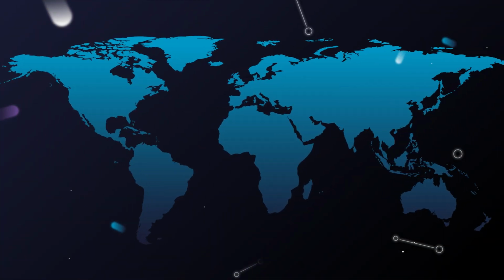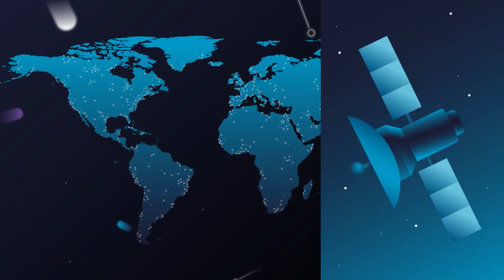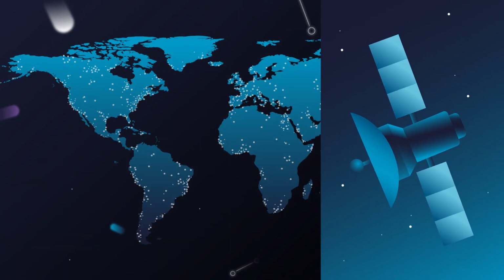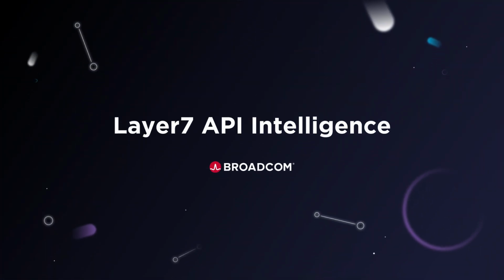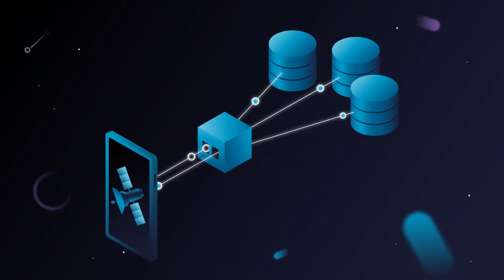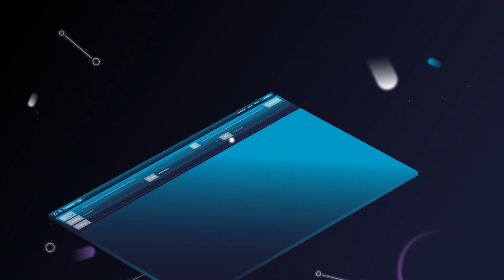To get up-to-date information about these assets, a global network of agency scanners gathers information and sends updates using the agency's tracking API. The agency uses Layer 7 by Broadcom to control access to the tracking API and feed API telemetry to their observability layer.